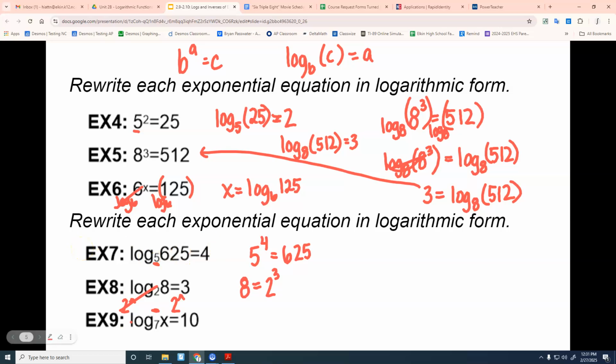here. For 9, I see log base 7 of x equals 10. So if I do 7 raised to that power here, that cancels. And if I did 7 to the power on one side, I got to do 7 to the power on the other side. So x equals 7 to the 10th power. Okay, questions?